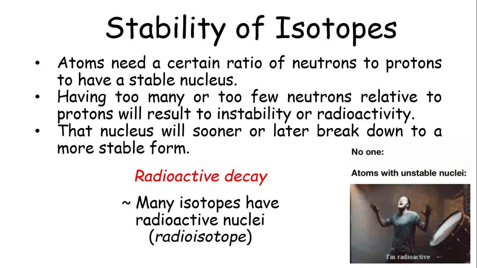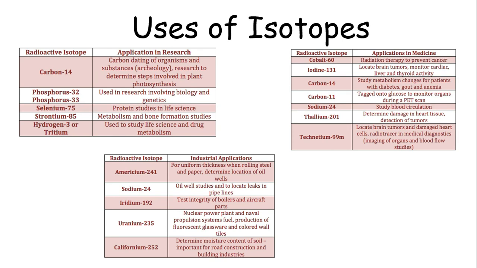So many isotopes have radioactive nuclei. I think one of the most famous is carbon-14. We know that carbon-14 is used in carbon dating. Okay, so this slide shows the other radioactive isotopes and their applications in research, industry, or medicine.